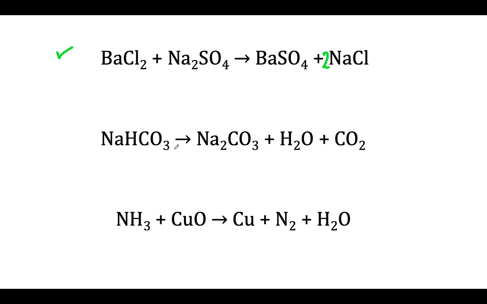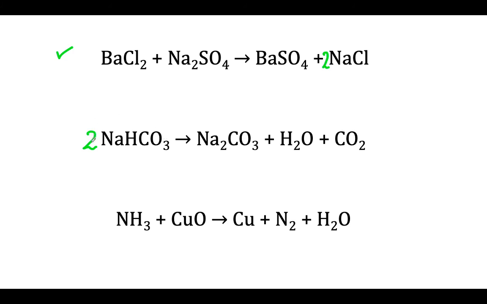Now let's take a look here. So I've got 1 sodium and 2 sodium. So 1 sodium on the left, 2 on the right. So I'm going to put a coefficient of 2 in front of my Na. Now when I do that, that changes the number of all of these elements.